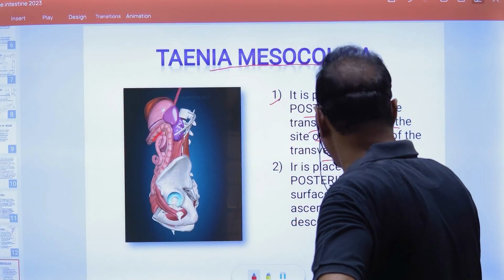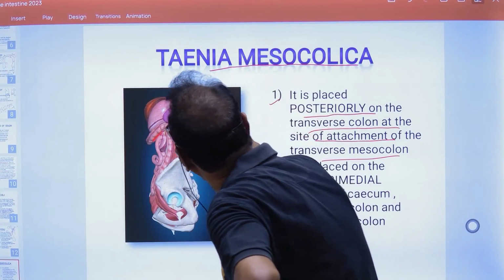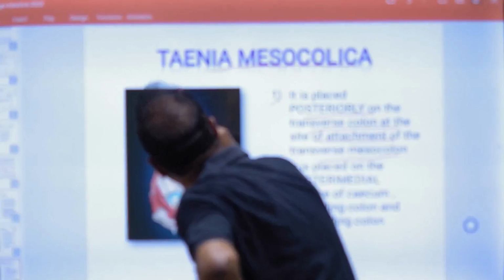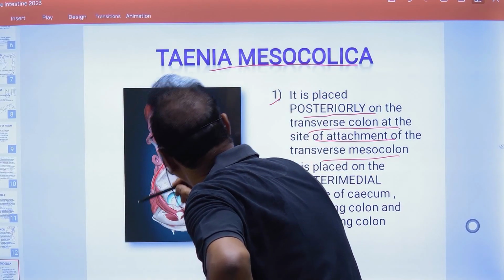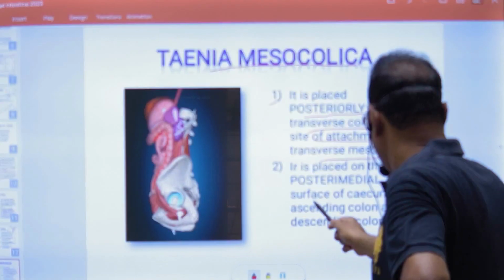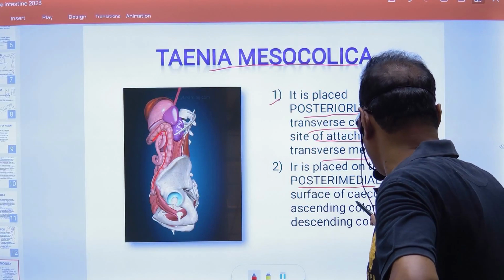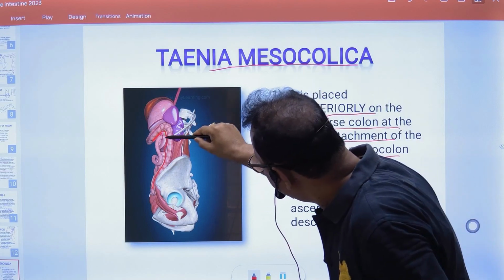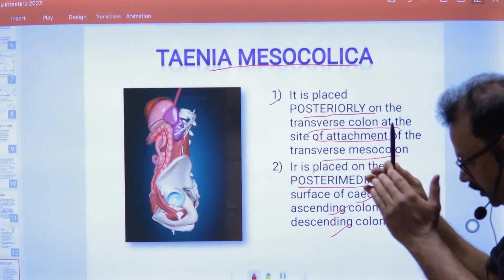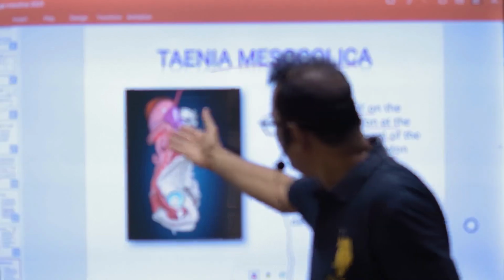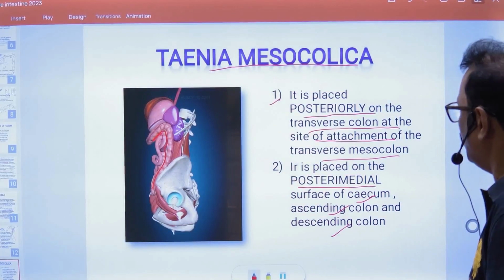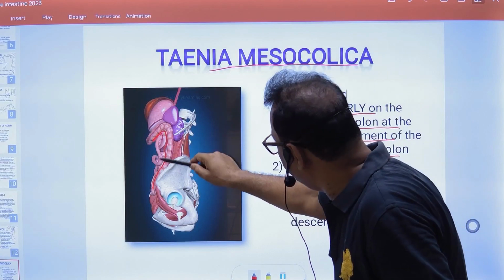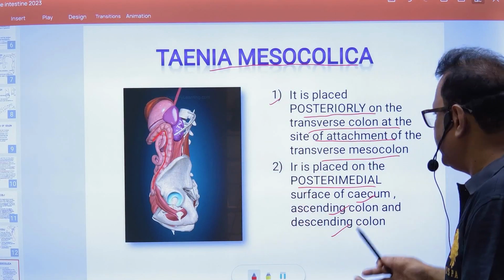It is posteromedial. On the remaining part, it is posteromedial on the surface of the cecum, the ascending colon, and the descending colon. It is the same tinea which is on the posterior surface of the transverse colon, and it comes onto the posteromedial surface of the ascending colon, the cecum, and the descending colon.